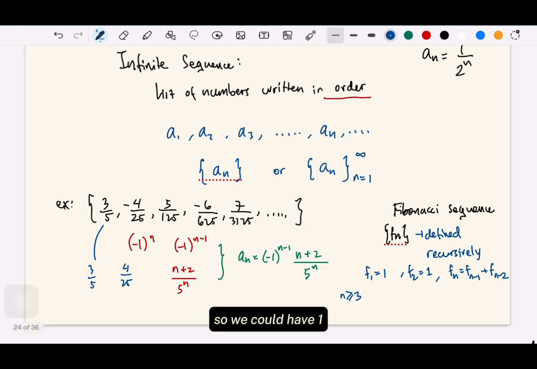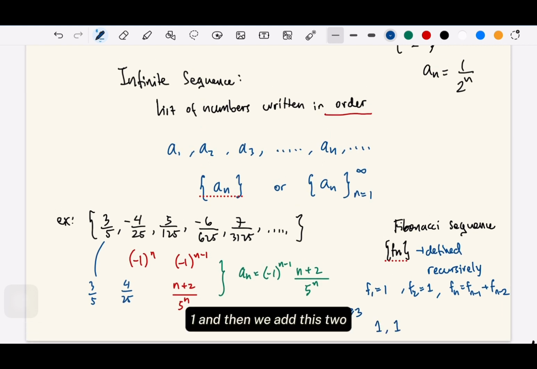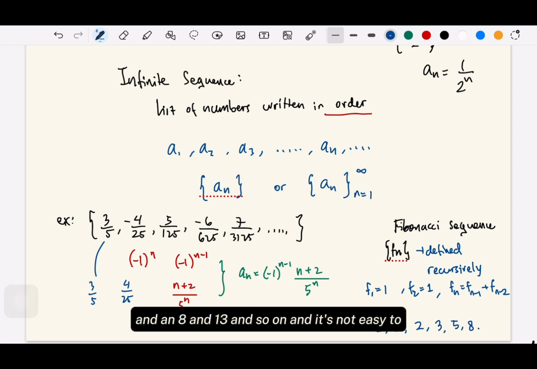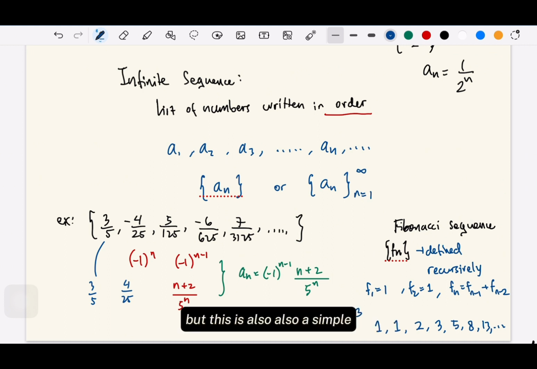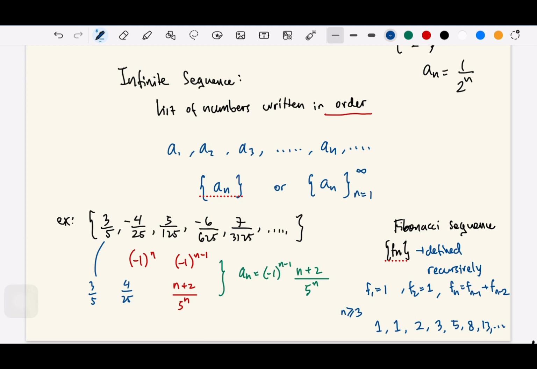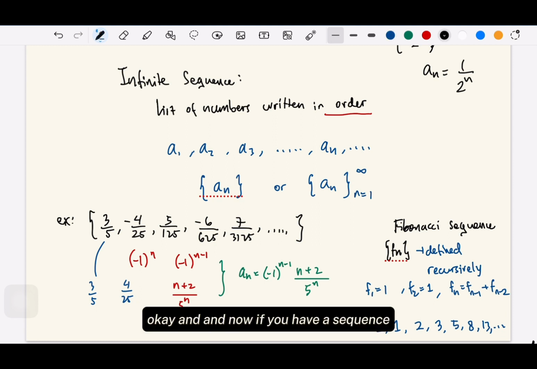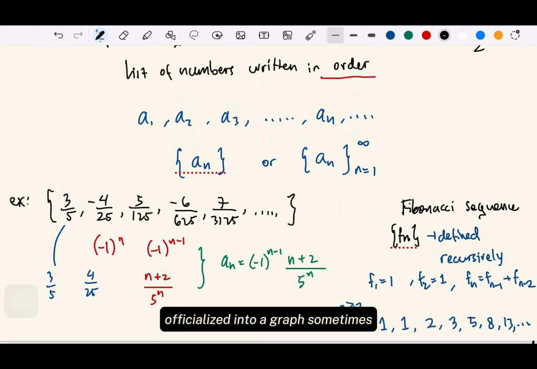So we could have 1, 1, and then we add and get 2, and then 2 plus 1 is 3, and then 3 plus 2 is 5, and then 8 and 13 and so on. It's not easy to make this into a simplified pattern like the previous one, but this is also a sequence. You could have a pattern. And now if you have a sequence, sometimes a sequence can also be visualized into a graph. Okay, sometimes.